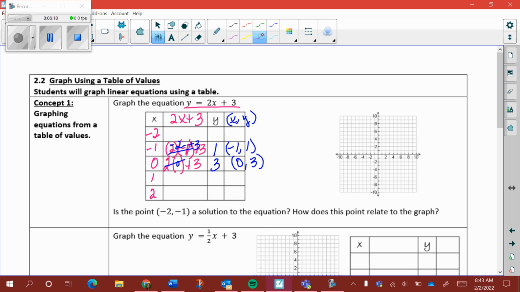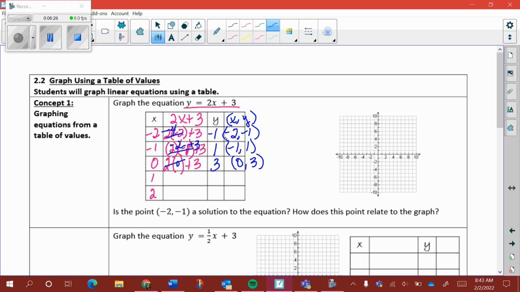When I plug in a negative 2, I'm going to say 2 times negative 2 plus 3. 2 times negative 2 is negative 4, plus 3 is negative 1. So my ordered pair would be negative 2, negative 1.